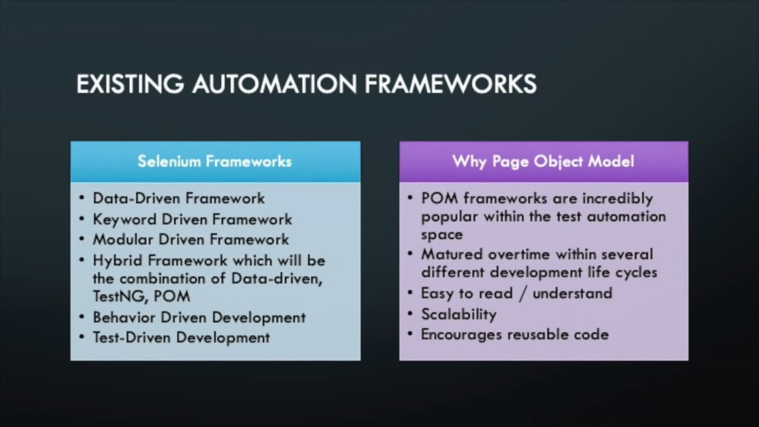There are a number of test automation frameworks out there in the wild, with some of the highlights being data-driven frameworks, keyword-driven frameworks, and POM frameworks. For the purpose of this presentation, we will utilize the Selenium page object model framework, as they are incredibly popular within the test automation community and have had the ability to mature over time within several different development life cycles. They are easy to read and understand, have proven scalability options, and encourage reusable code.